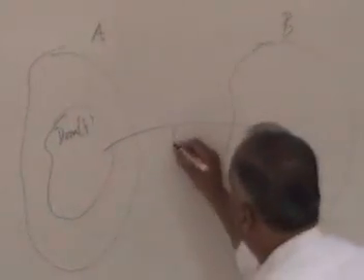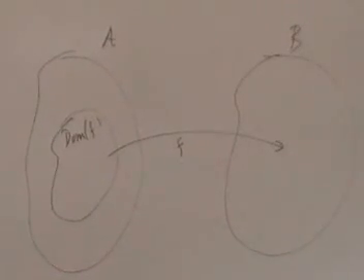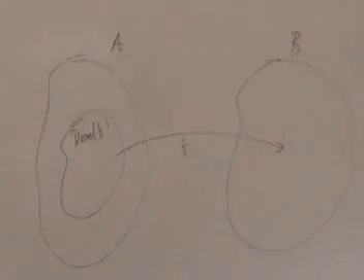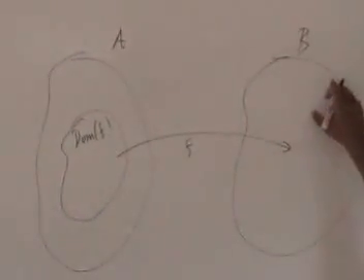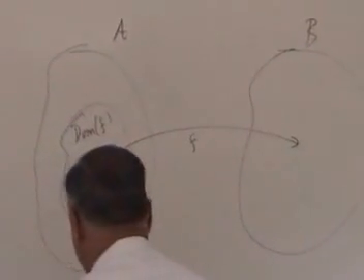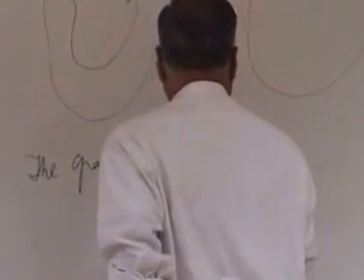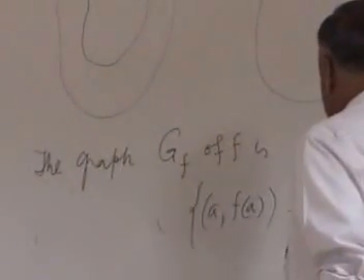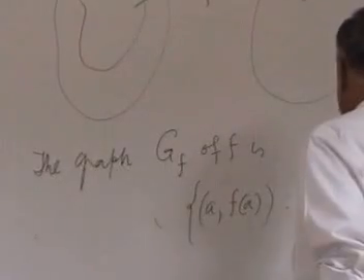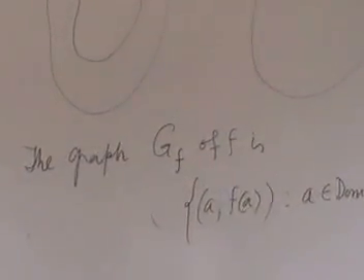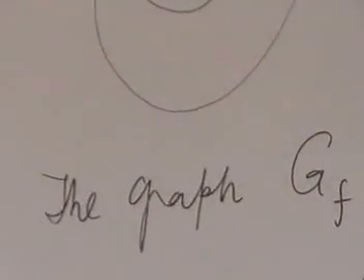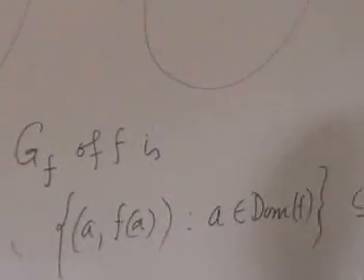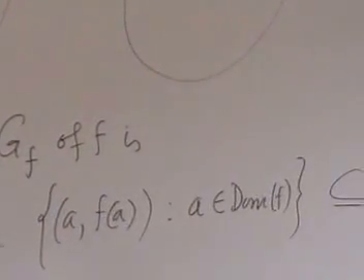So f is a function from some subset of A to B. Now once you have such a function, with every function we have the graph. What is the graph? It is a subset of domain of f cross B, but that's also a subset of A cross B. So the graph G_f of f is all the points in the graph collected; it is a subset of domain f cross B. I'll write from now on domain f as D_f, which is contained in A.